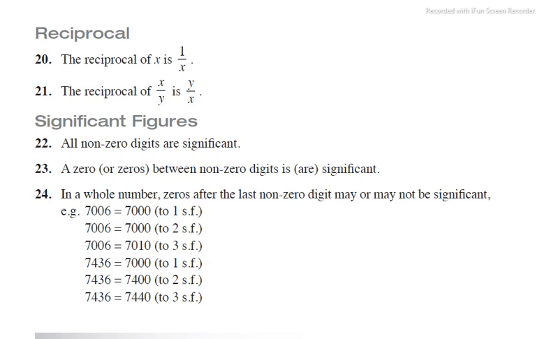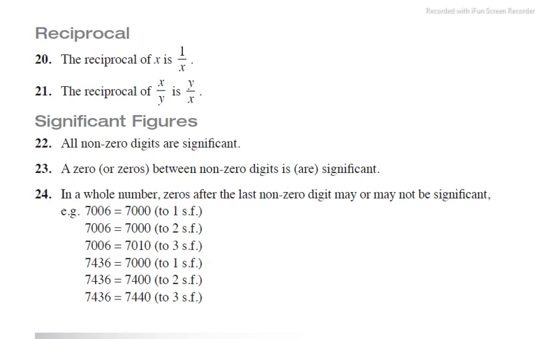For instance, if we have 235, in 235 we have 3 digits, and among those 3 digits we don't have a 0, so they are non-zero digits, and they are all significant figures.